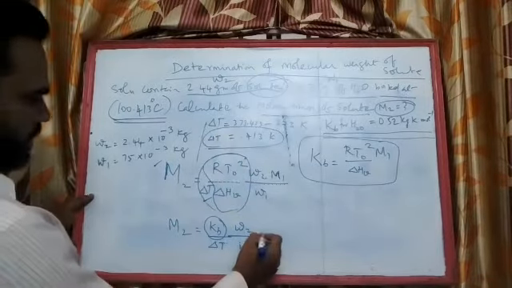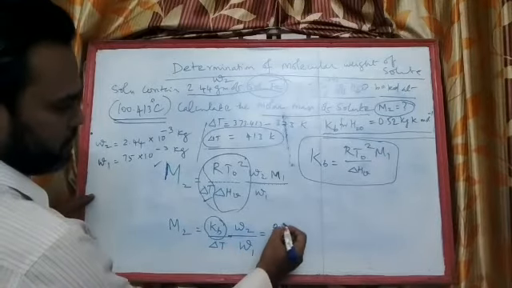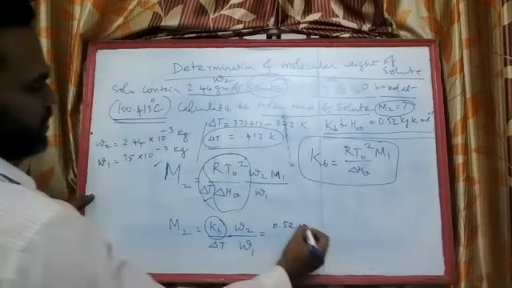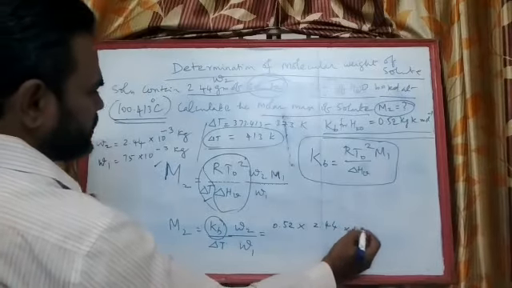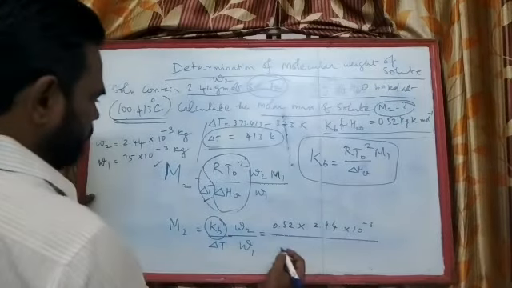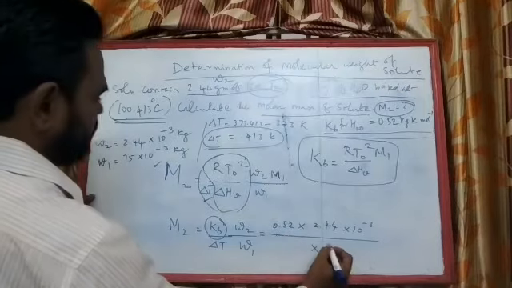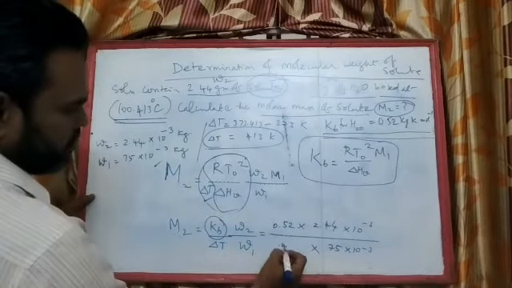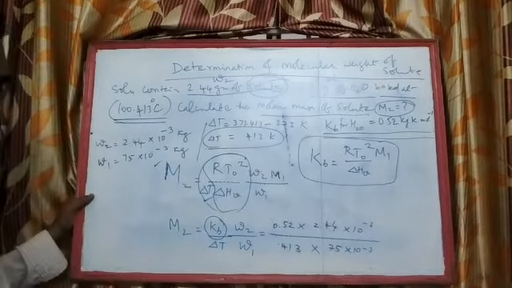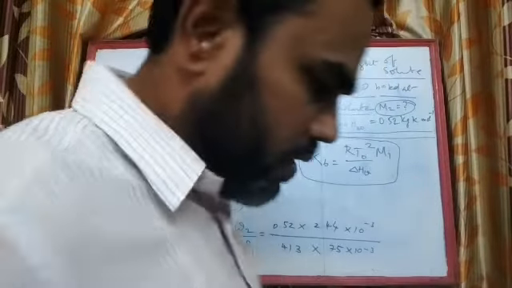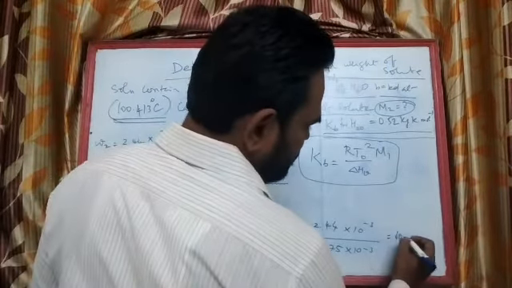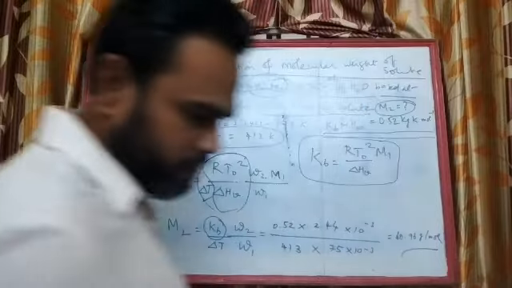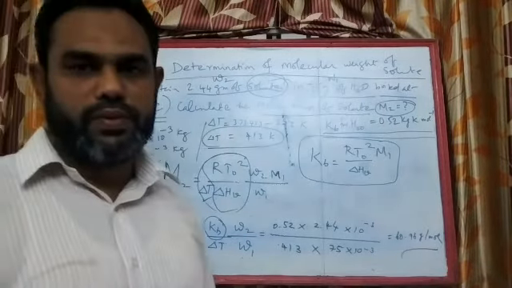So delta T is equal to 0.413 Kelvin. So let me substitute everything here. Kb is equal to 0.52, and W2 is 2.44 in 10 power minus 3, whole divided by W1, 75 in 10 power minus 3. Delta T is 0.413 Kelvin. So if you substitute these values, you will get an answer around 40.96 grams per mole.